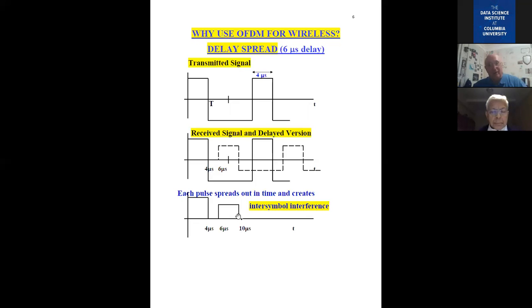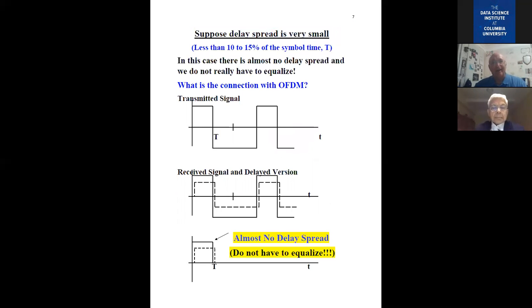We can overcome intersymbol interference. We know how to do that. But suppose I could come up with a different system in which, no matter what the delay spread is, I make T so big that the delay spread is less than 10% of the time of a symbol. Then this little part here ends up in the next symbol, and it really doesn't bother the next symbol. If it really doesn't bother, we're not going to build an equalizer and not worry about it.